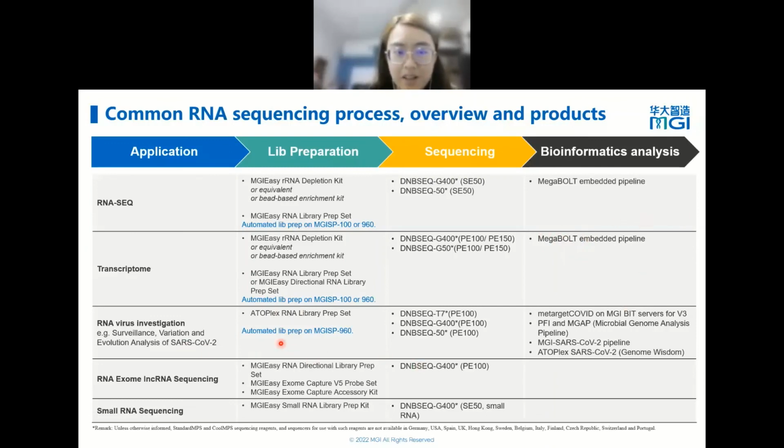And then for specific applications like SARS-CoV-2, we do have specific software to perform the assembly and do the analysis for pathogens.